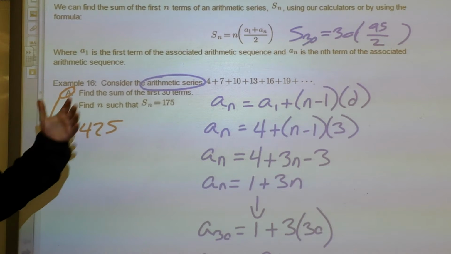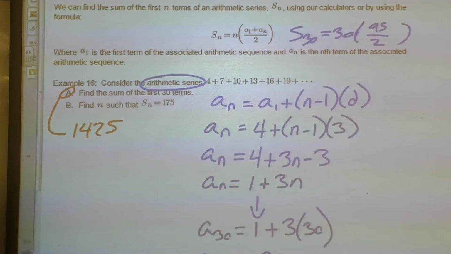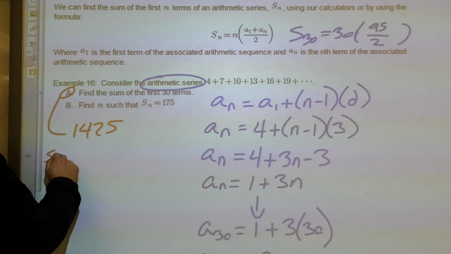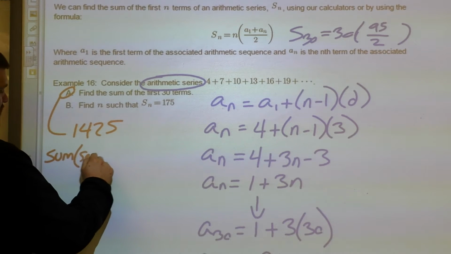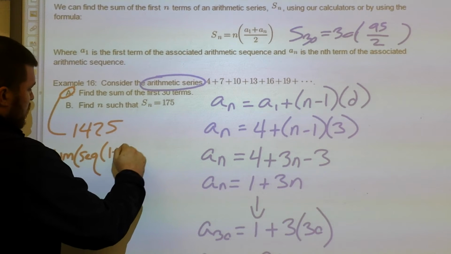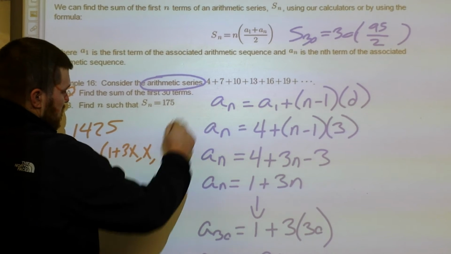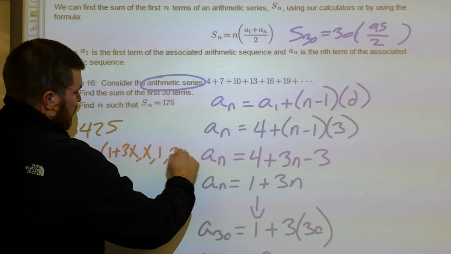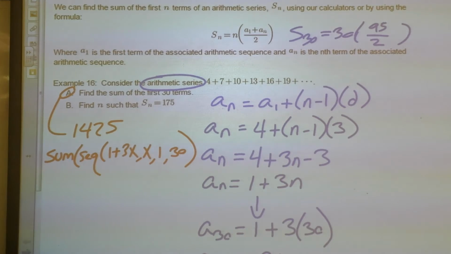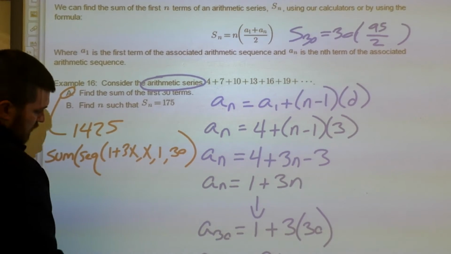Now, we did that by using this formula here where we just plugged in all our information. However, since our arithmetic series is now finite, we went up to the 30th house, I can also use my calculator. To do that, we're just going to say sum, sequence. We're going to use our rule 1 plus 3n, or 1 plus 3x, since it's in the calculator, x, comma, we start in the first position, or the first house, and we're going to the 30th house. Okay? So let's do that in our calculator, and if we did it right, we should get 1,425.